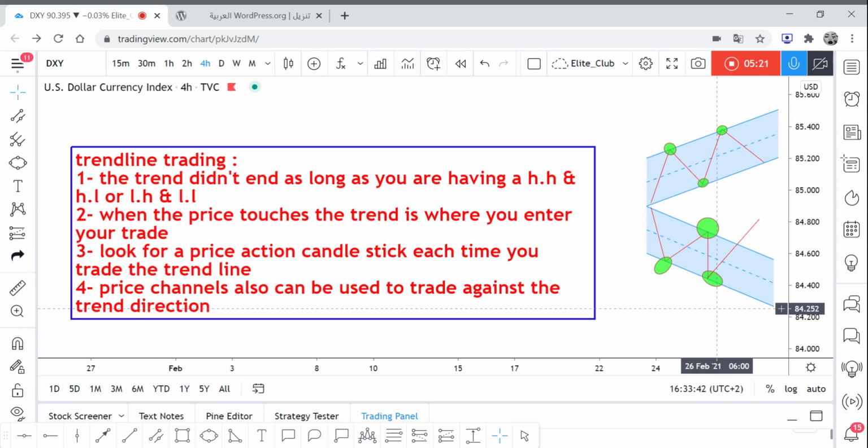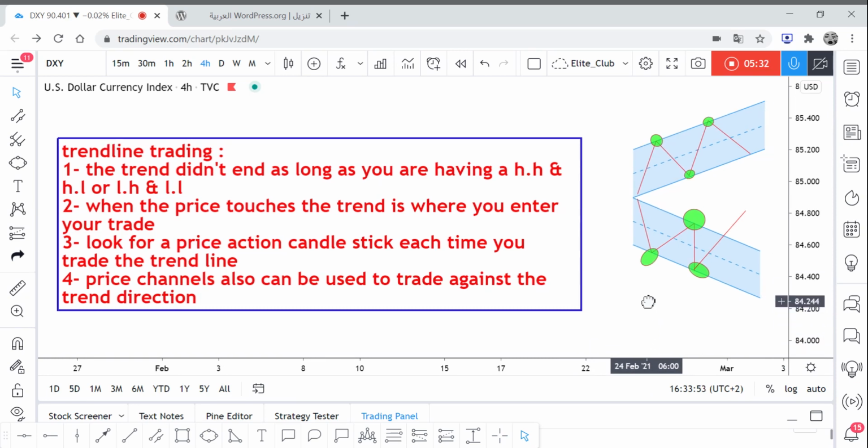And the price channel can also be used to trade against the trend direction. But as I said, this is not really recommended for me. I really like to go with the trend and the main direction of the chart.